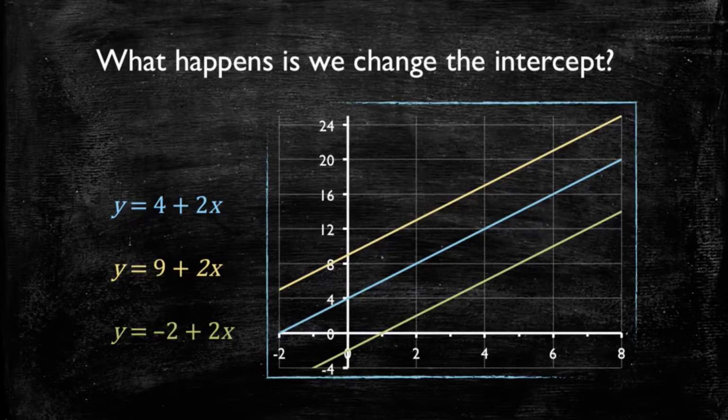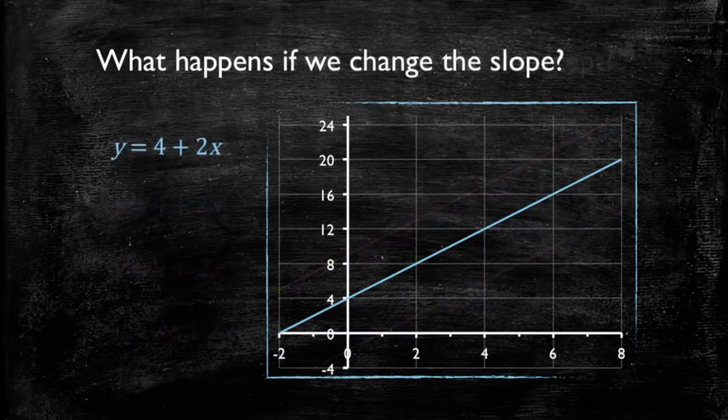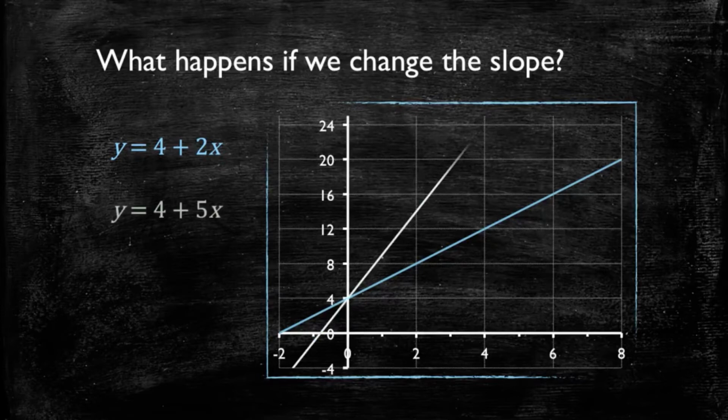Now what happens if we change the slope? If we change the slope, we're changing the sensitivity of y on values of x, meaning how fast or how slow y will change when a unit of x is changed. If the slope were a 5, that means for every unit of x, y is going to increase 5 times. So you see that we have a much steeper slope because y is growing much faster than it was before when we had a 2.